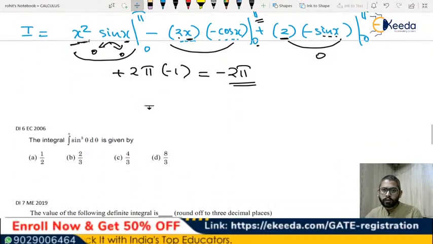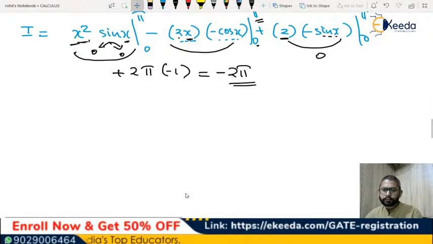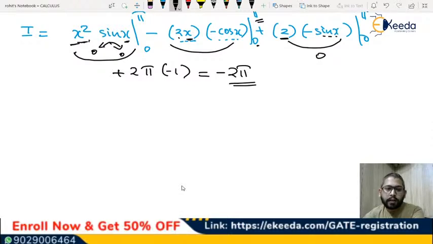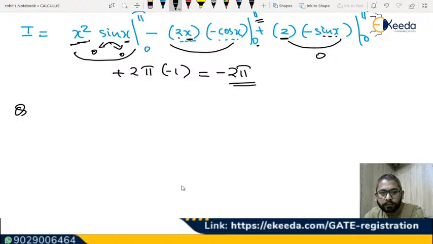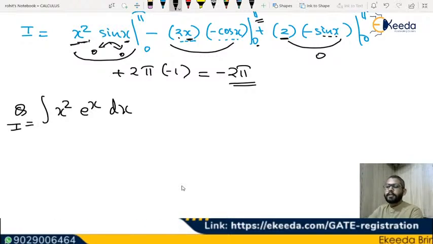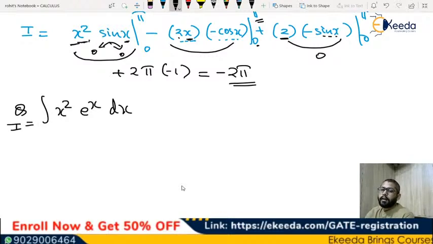I'm giving you one indefinite integration. Let's say the indefinite integration is for x square e to the power of x dx. Check this one. Not giving the limits, it is indefinite integration, let's say, and we have to integrate it this way.